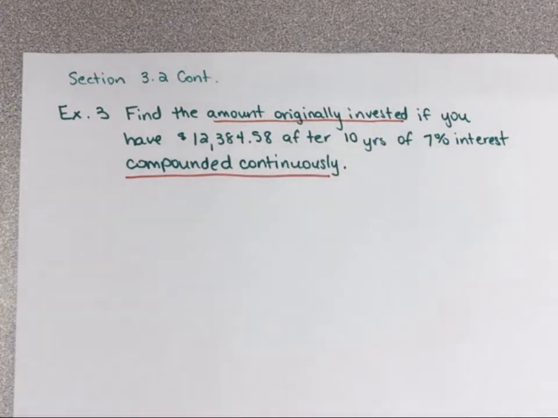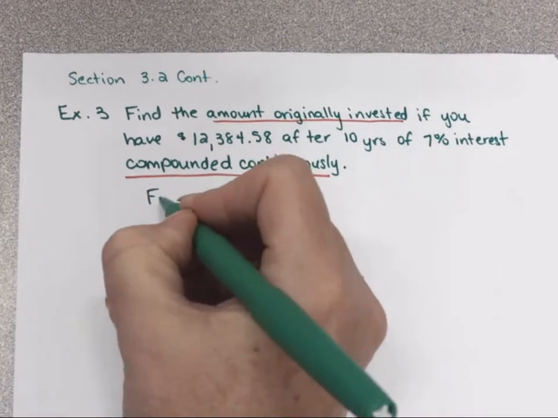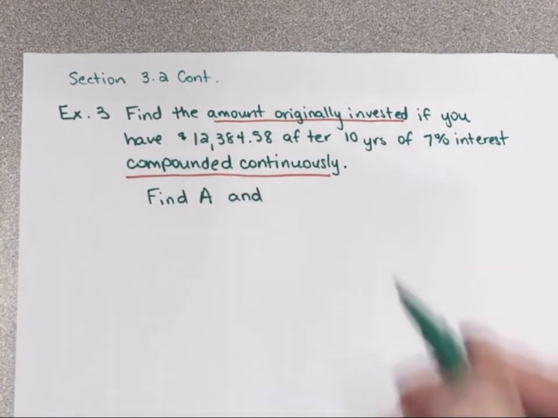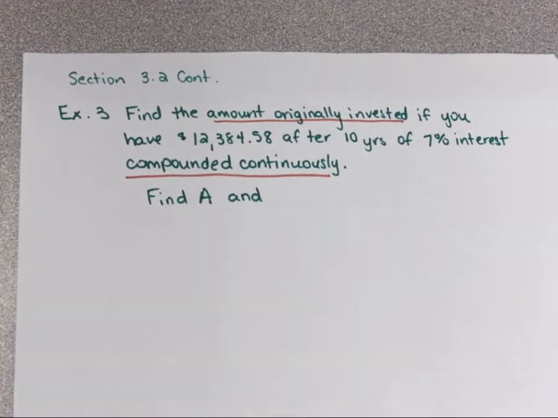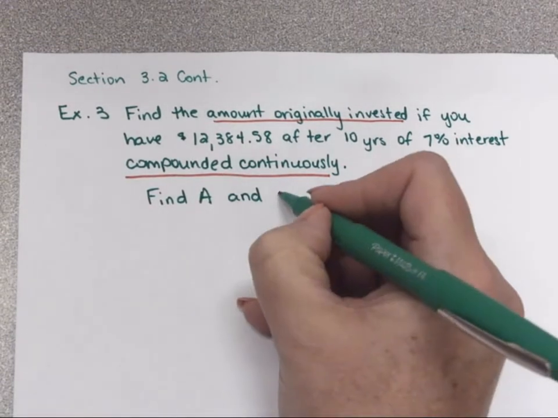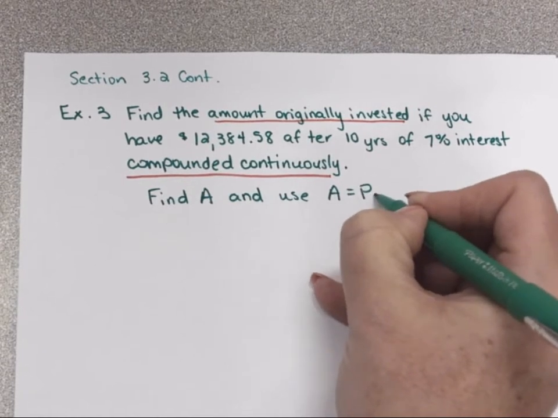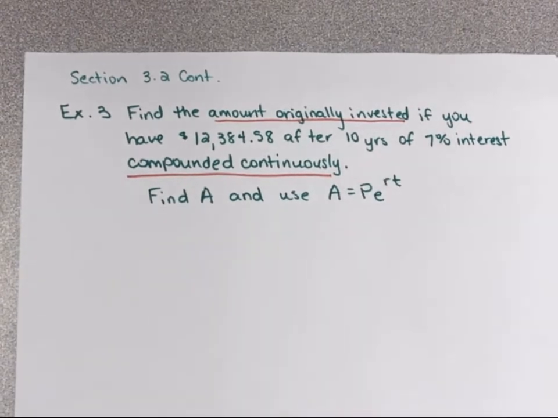In other words, what's it asking you to actually find? It's asking you to find A this time. And which formula are we going to use because of the word continuously? Yeah, we're going to use the PERT formula. So remember that looks like A equals P times e raised to the rt power. So let's plug in what we know.